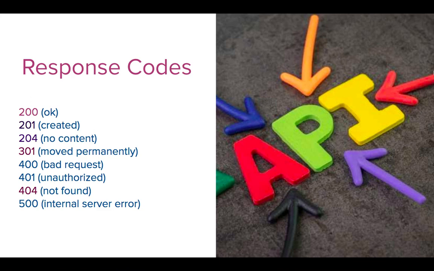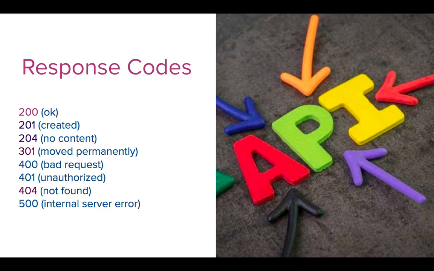So the numbers are 200 for success, 201 for creating something. If you insert something into the database and you want to tell the user or the front end team that you have inserted something successfully, you need to return 201. 204 whenever there is no content to return. 203 whenever a resource has been moved permanently.